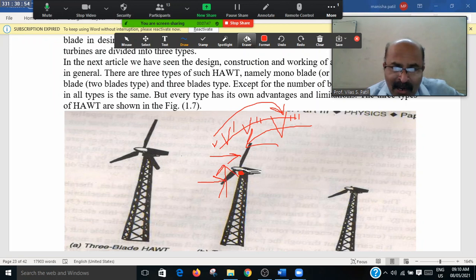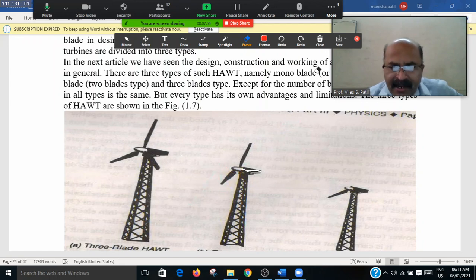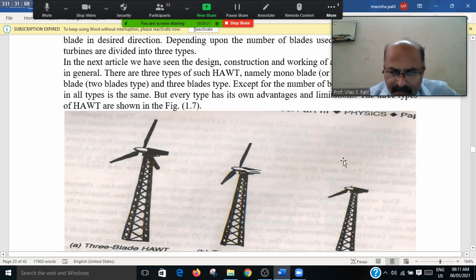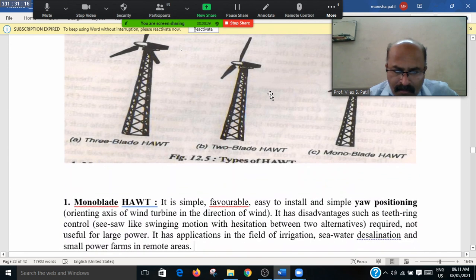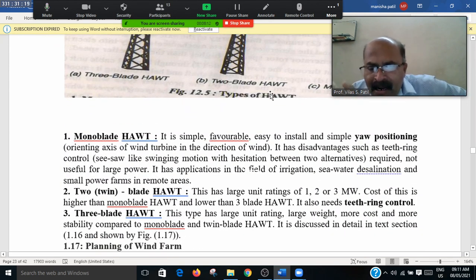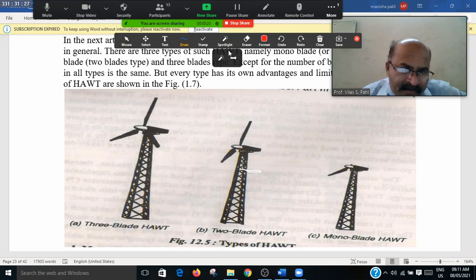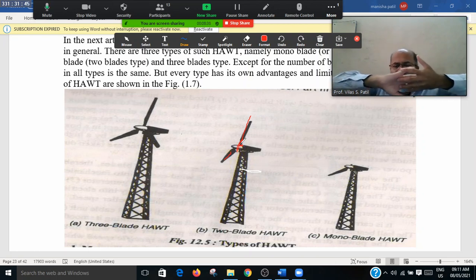Again, another control is there. Let me erase this. What is the name of the other control? That is the teeth ring control. See how the teeth ring control works. Consider the annotation. Again, these are the fan blades, and the teeth control is in the fan. It is here at the hub, where the fan is fixed.